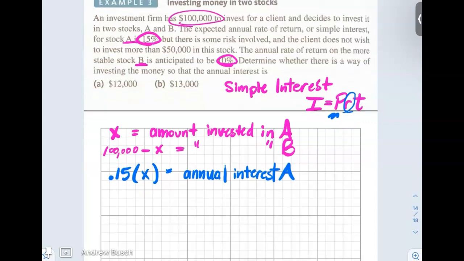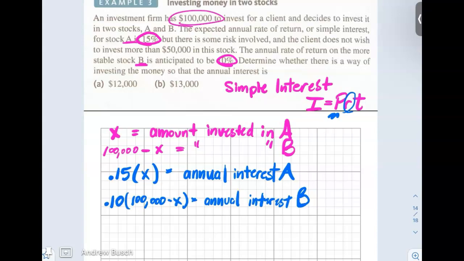We're going to do the same thing for the annual interest in B. That is 10%. We're going to multiply that rate times its principal amount, which was this $100,000 minus X. That is the annual interest in B. So now that we have our variables, we're not talking about how long we are putting them in, we're just assuming a year since it says annual interest.